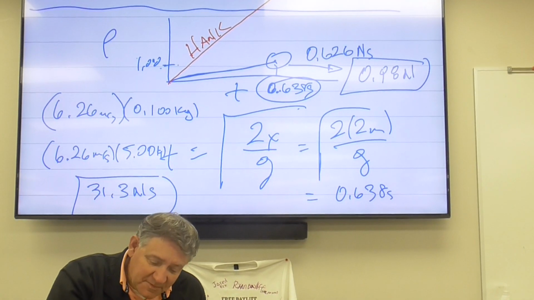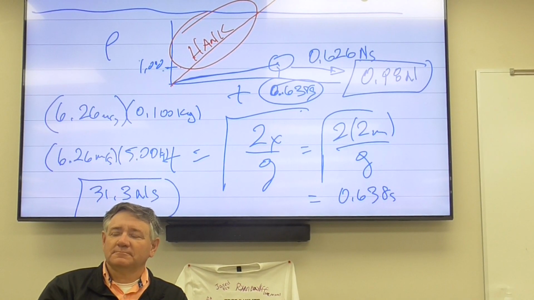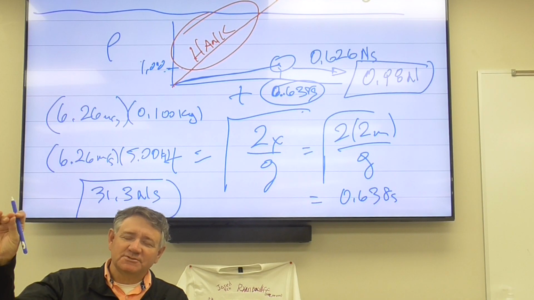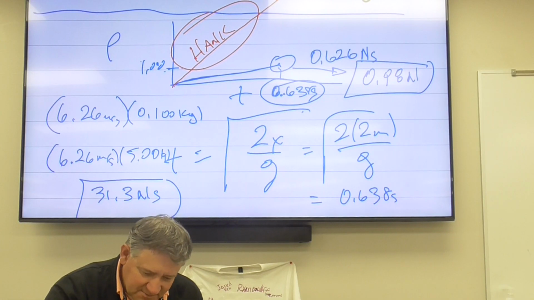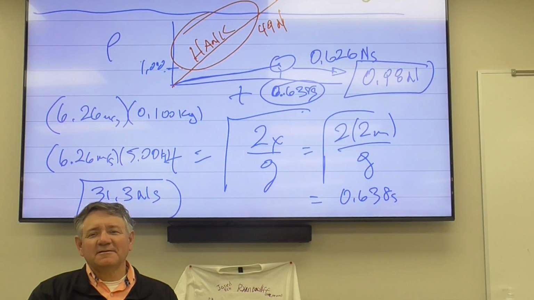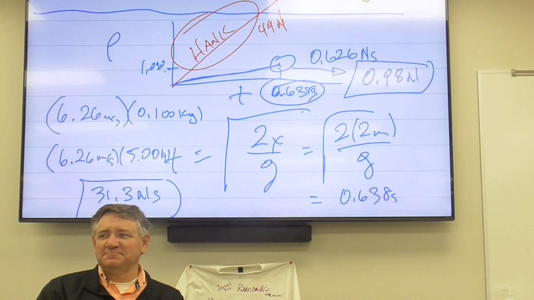So, what's the slope of that line going to be? Oh, 0.98 times 50. So like 49. 49 newtons. Why? Because 9.8 meters per second squared times 5 kilograms is 49 newtons, because the only force is gravity. Yes.